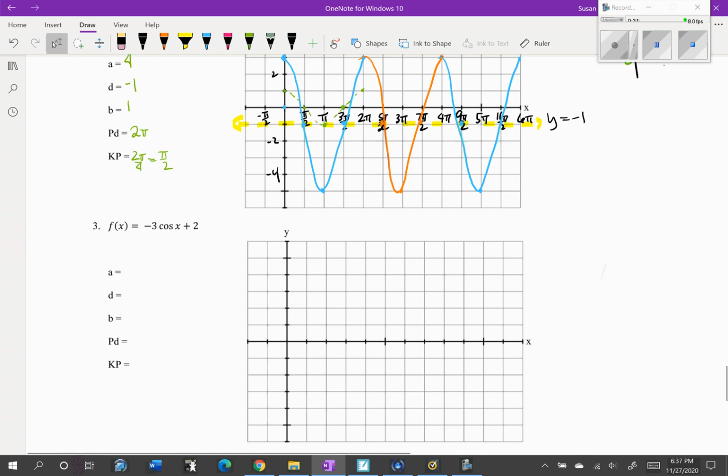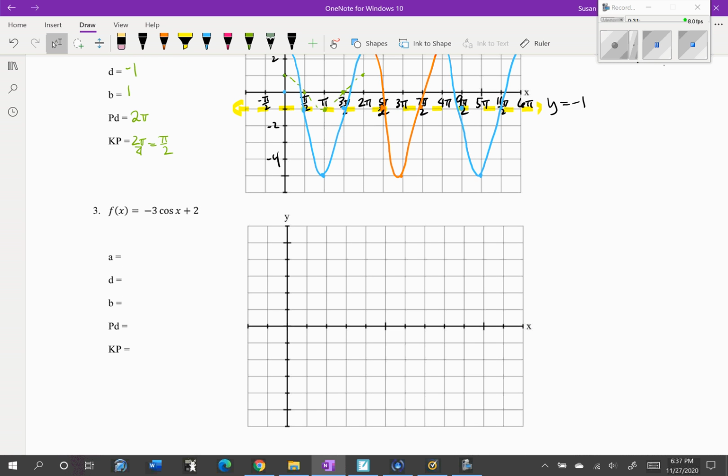Let's go ahead and look at this last equation. So for this last equation, again, it's a cosine graph. This is my A, B, and D. So remember, it's the absolute value of A for the amplitude. The amplitude is 3, but we do have a reflection, so we have to keep that in mind. D is 2. My B value is 1 for all these. Period's 2 pi. So 2 pi divided by 4 means my key points are pi over 2. So I'm going to go ahead and write those down.